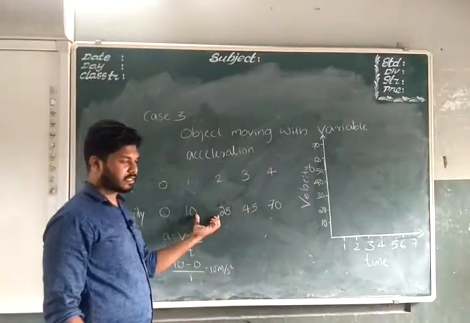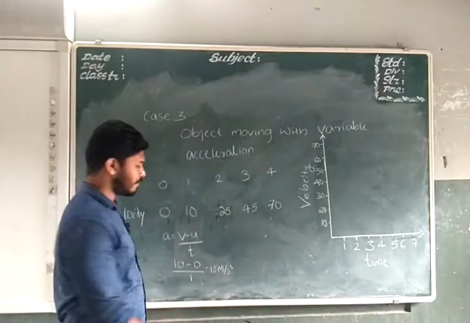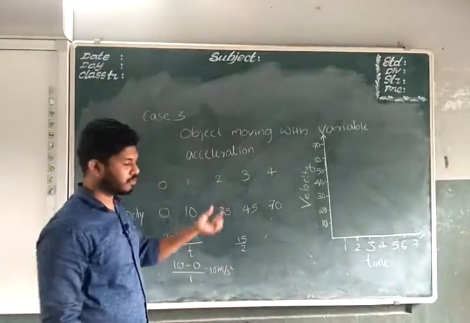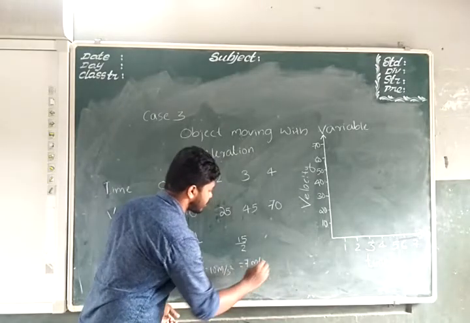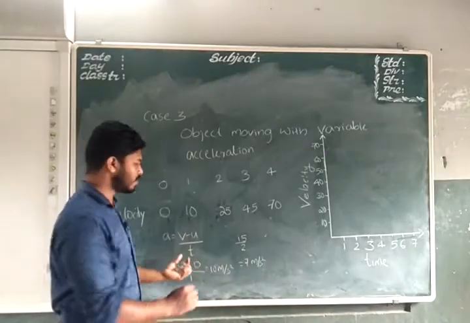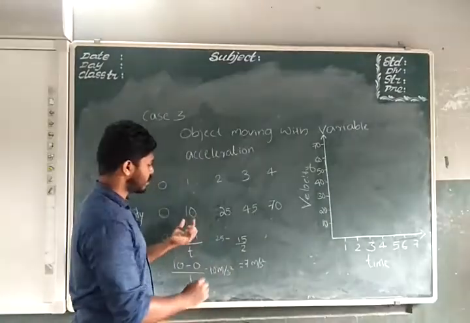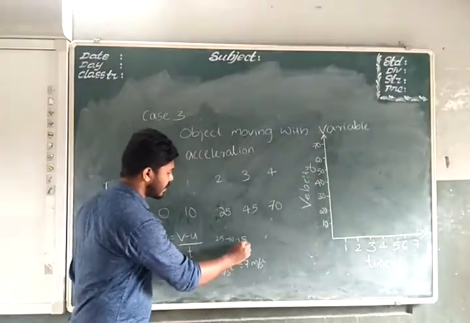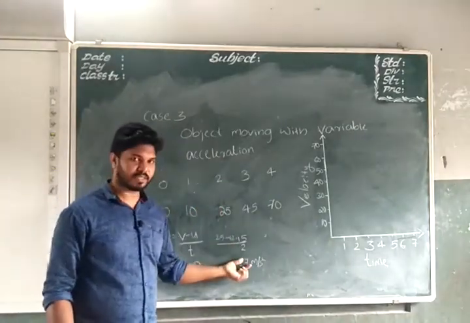Now in the second case, here final velocity minus initial velocity is equal to 15, isn't it? 15 divided by time equal to 2, which gives us 7 meter per second square. Once more, let me write the equation: a equal to v minus u by t. V means here 25 and u is 10. 25 minus 10 equal to 15 divided by 2. 2 is the time. So we get 7 meter per second square here.